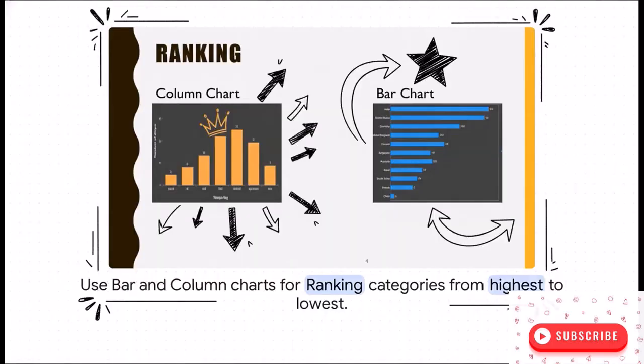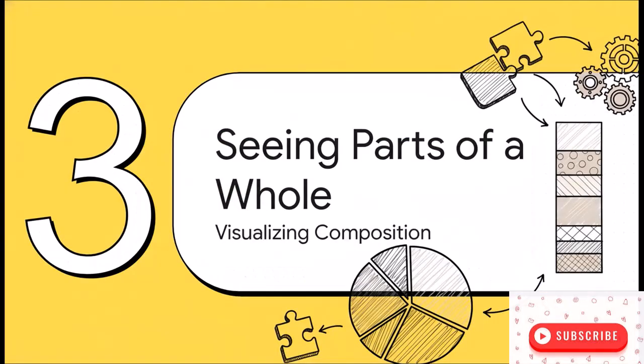And check this out. By doing one simple thing, just sorting your data from highest to lowest, these charts suddenly become amazing ranking tools. Right away, you can spot your top performers, your biggest sellers. The story just pops right out. It's that simple. All right, let's switch gears to our third kind of story: composition.